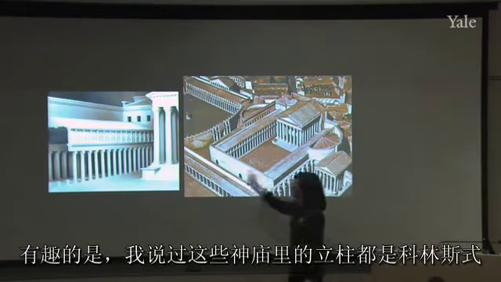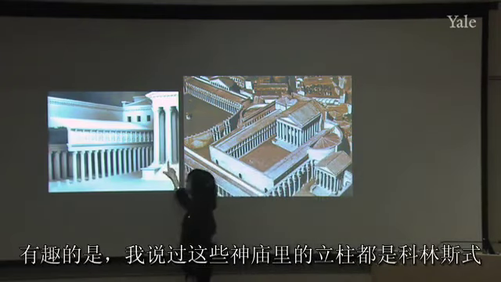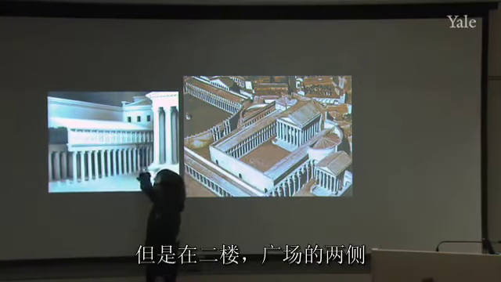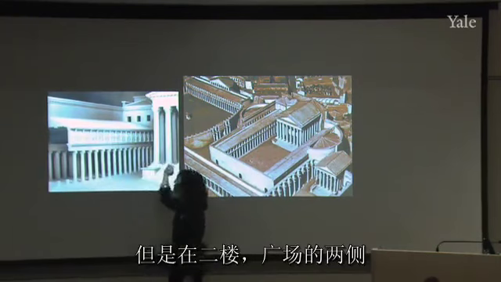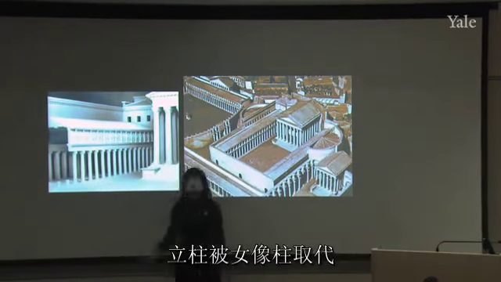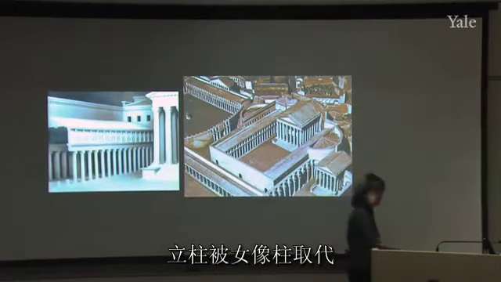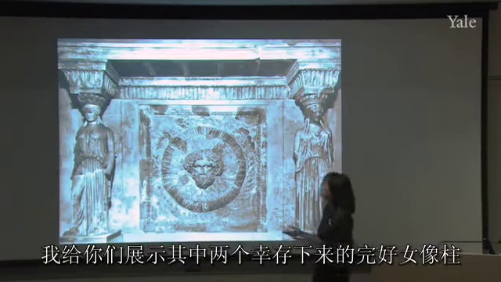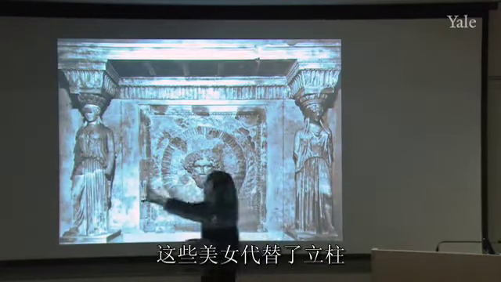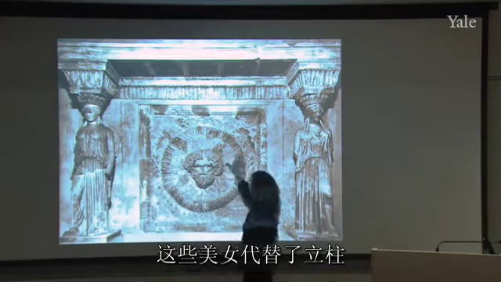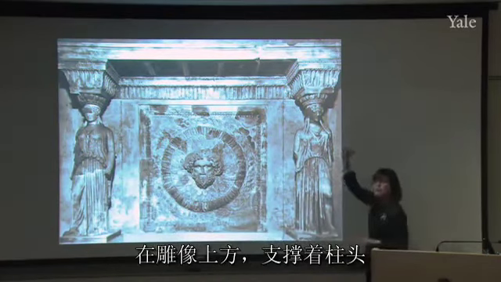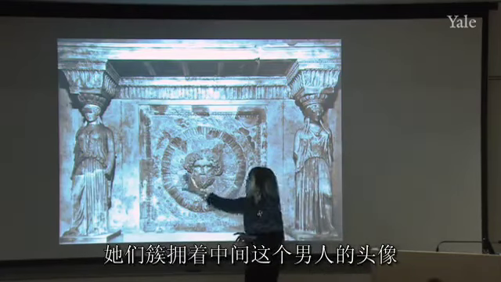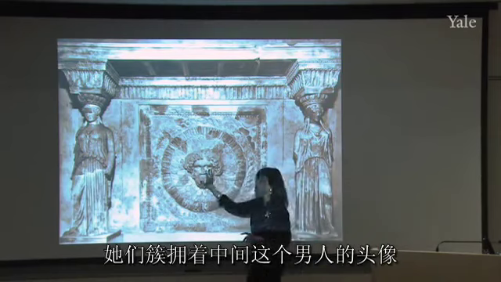And most interesting for us, I mentioned that these columns of the temple were Corinthian. The columns on the first story over here were Corinthian. But in the second story, on the left and right sides of the forum, the columns are replaced by figures of women, by figures of maidens. Two of them are well preserved, and I show them to you here. These figures of maidens replace the columns, support the capitals on top of their heads, and they flank this shield in the center with the depiction of a male head.